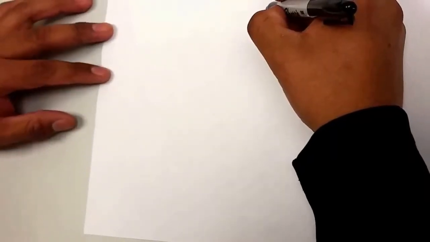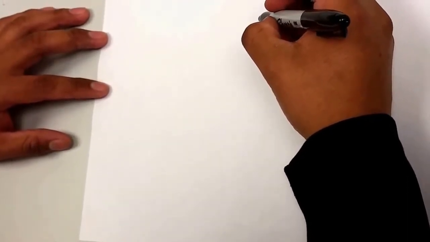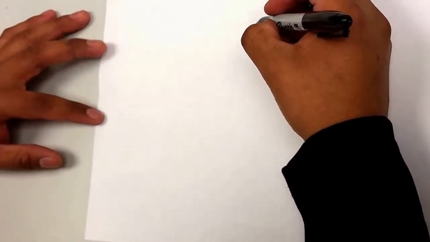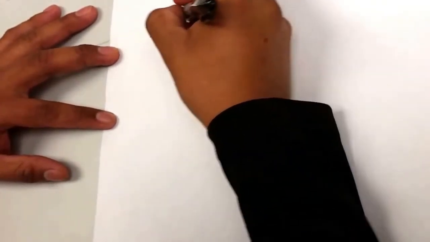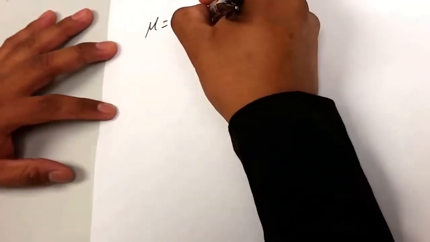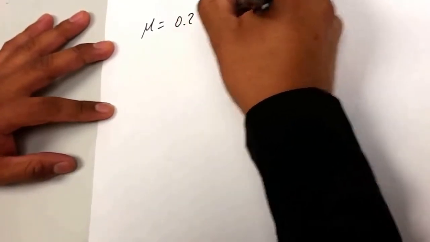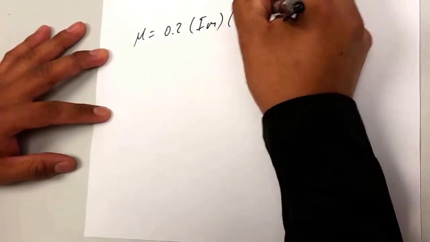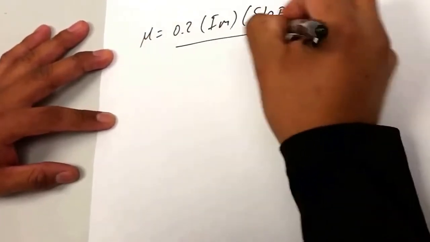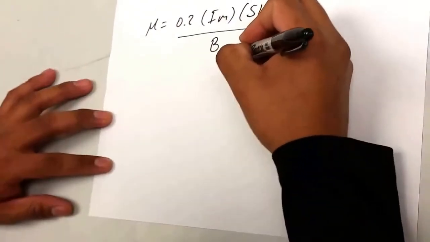squared. With the moment of inertia and the slope, we can go ahead and find the magnetic moment of the magnet. Now this is given by the equation mu equals 0.2 times the moment of inertia times the slope divided by the magnetic field.